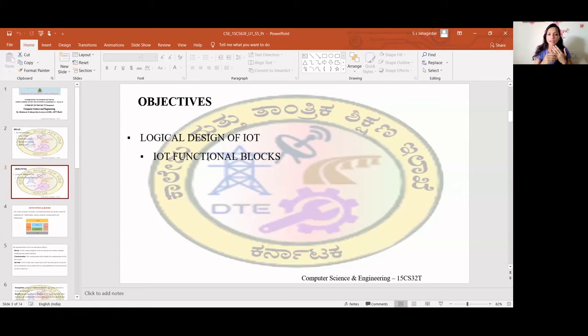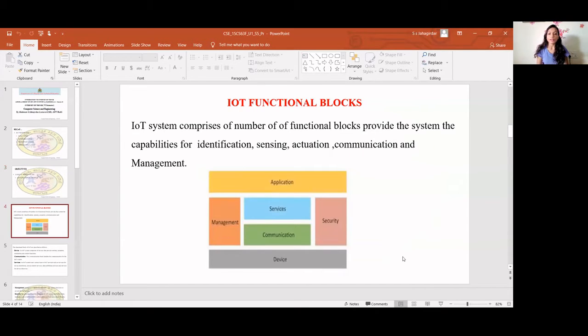Then next class we will see the different models, that is publish-subscribe and client-server. Last class I told you roughly about that, and we'll see it later. Okay, so this is one IoT functional block.